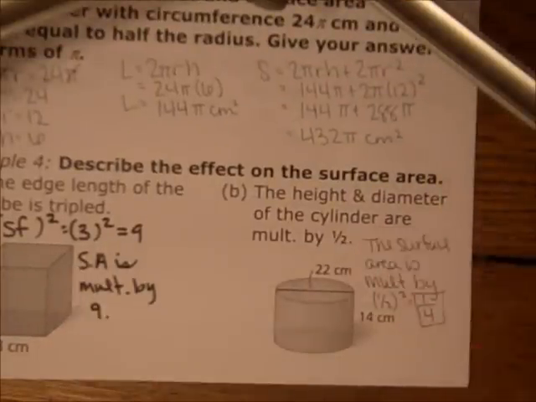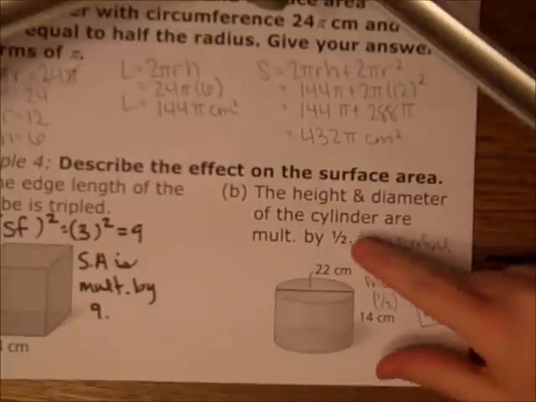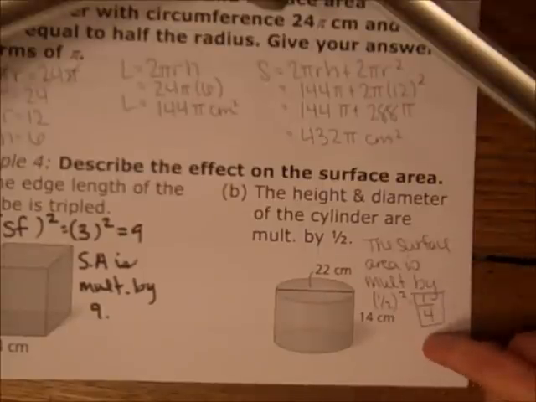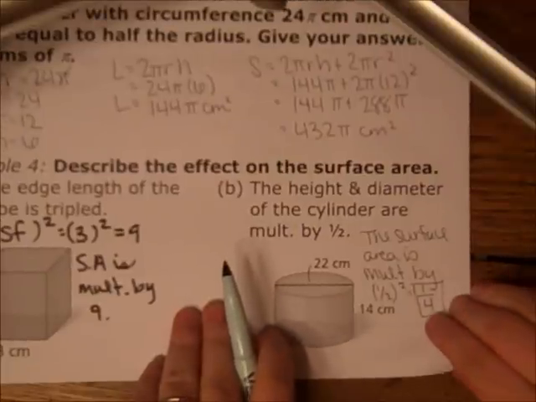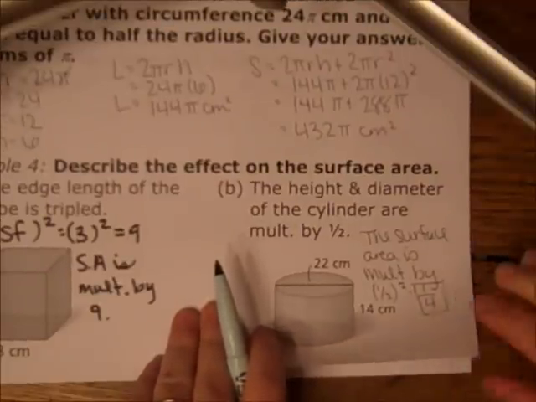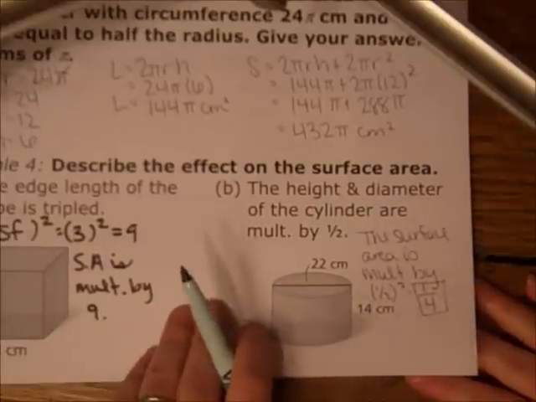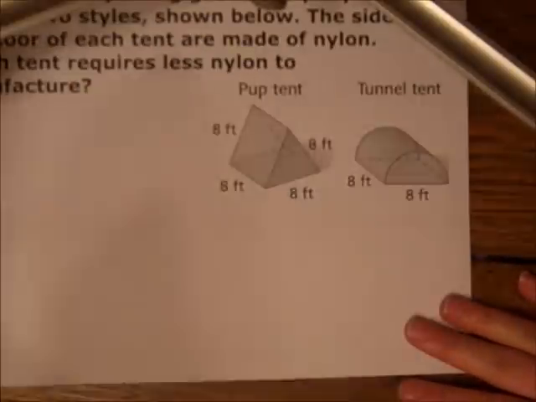Okay, this one, the scale factor is 1/2. So 1/2 squared is 1/4. So the surface area is multiplied by 1/4, or the surface area is divided by 4. Either one of those says the same thing.